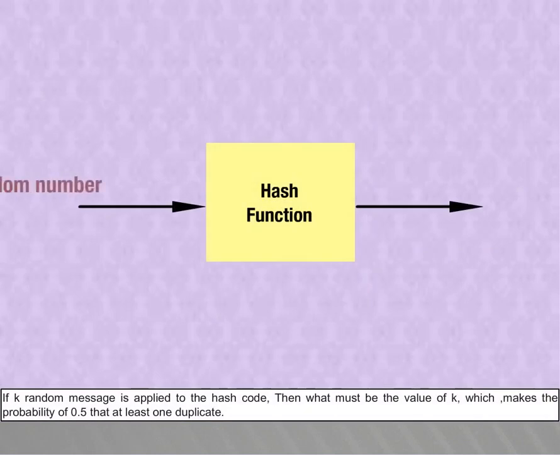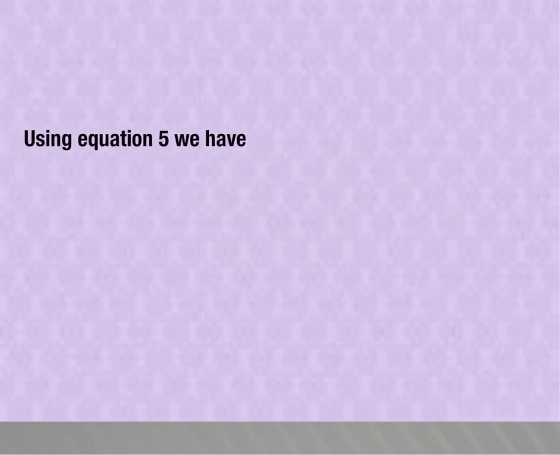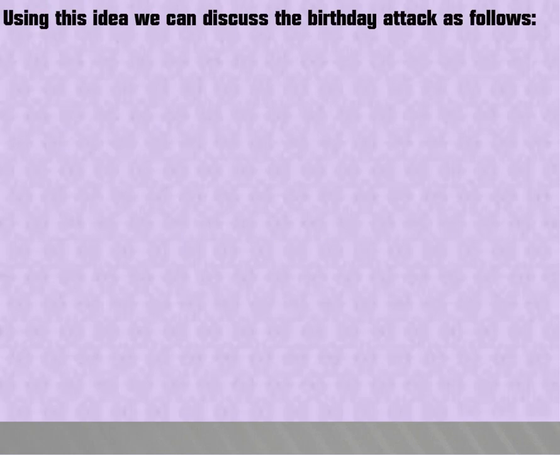If k random messages are applied to the hash code, then what must be the value of k, which makes the probability 0.5 that there is at least one duplicate? Using equation 5, we have k is equal to square root of 2 power m, which is equal to 2 power m by 2. Using this idea, we can discuss the birthday attack as follows.